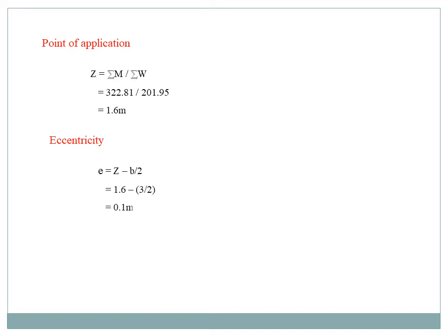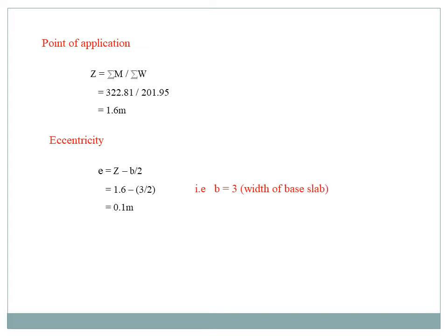The next, point of application we need to find. Then Z is equal to sum of moments divided by sum of load. We know that sum of moment is 322.81, sum of load is 201.95, so Z is equal to 1.6 meter. Then eccentricity, again a simple formula, E is equal to Z minus B by 2. So Z is 1.6 meter, and B is 3 meter.